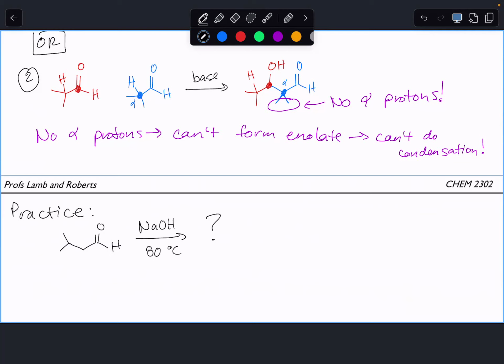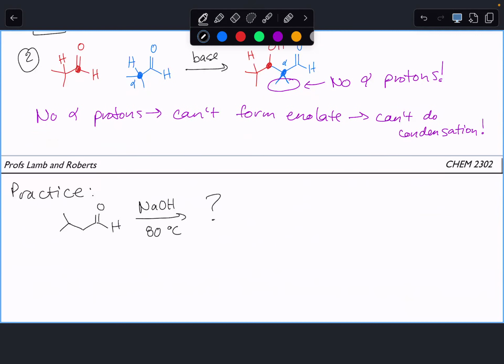So in this situation, the first thing that I think about is, okay, we've got an aldehyde, I've got a base, right? I'm definitely doing enolate chemistry. So what am I going to react with? Well, I don't have anything other than itself, right? So that's telling me that my aldehyde is going to be both my nucleophile and my electrophile. So therefore, it must be aldol chemistry.